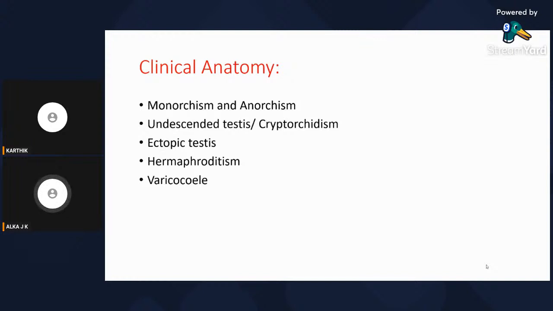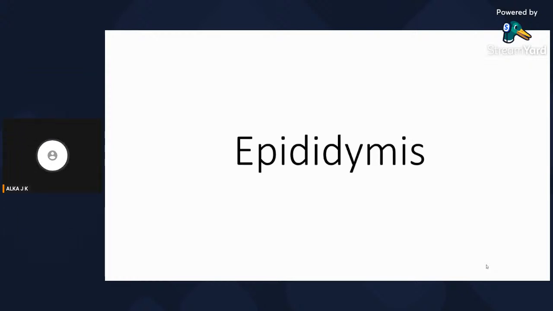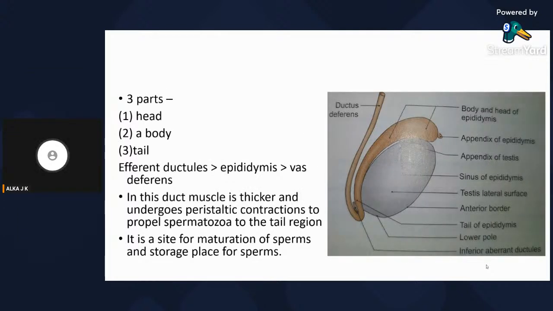And the left side spermatic cord is longer, so the varicocele is generally observed mostly on the left side. So this is about the testes. Next is the epididymis. The epididymis is an organ.